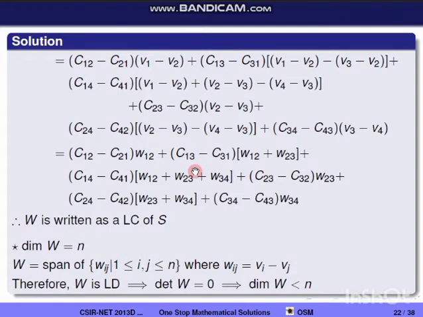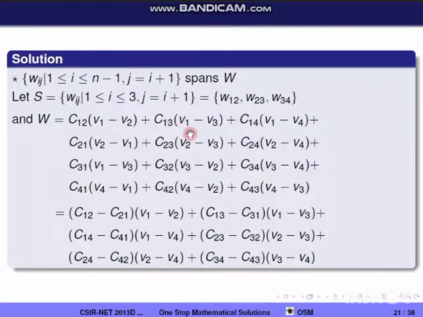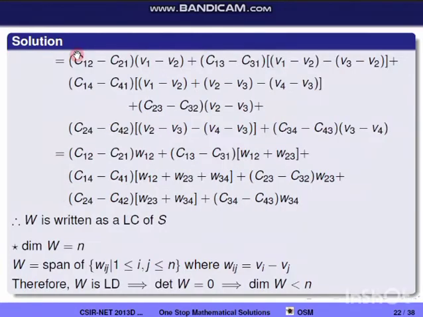Therefore for the n case, we can write W as a linear combination of this. Therefore this set spans W. So this option is correct. Now we will check the last option. Dimension of W is equal to n. So we know W is the span of Wij's. So we will check whether this set is a linearly independent or dependent set.